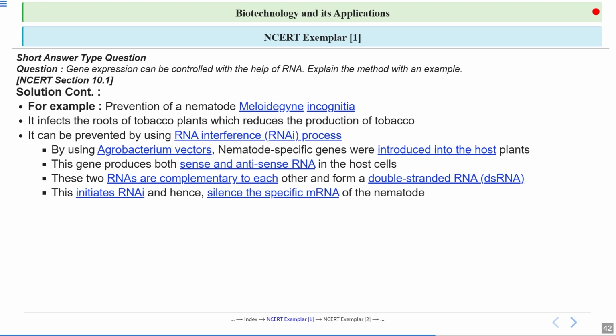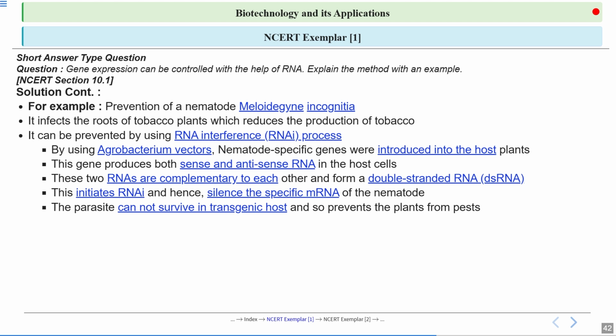Now what will happen? The complementary strand of this double stranded RNA goes and binds to the specific mRNA of the nematode, and thus it initiates RNA interference and silences the specific mRNA of the nematode, and the nematode will not be able to infect the plant. The parasite cannot survive in the transgenic host and so the plant is protected from the pest. As the complementary strand binds to the mRNA, translation is stopped. So now there is no survival of this nematode in the transgenic host. Thus we can prevent the plant from the pest.